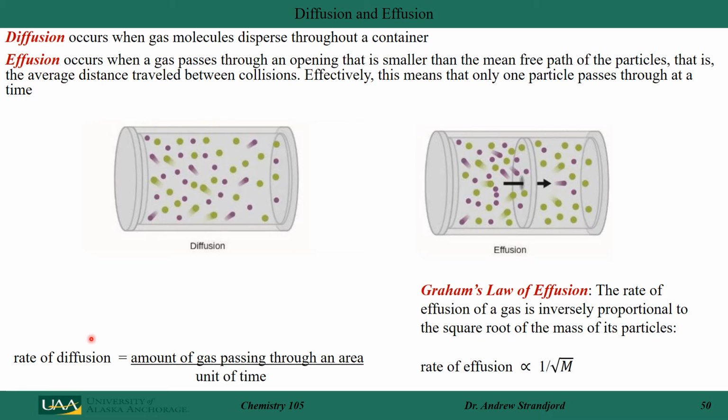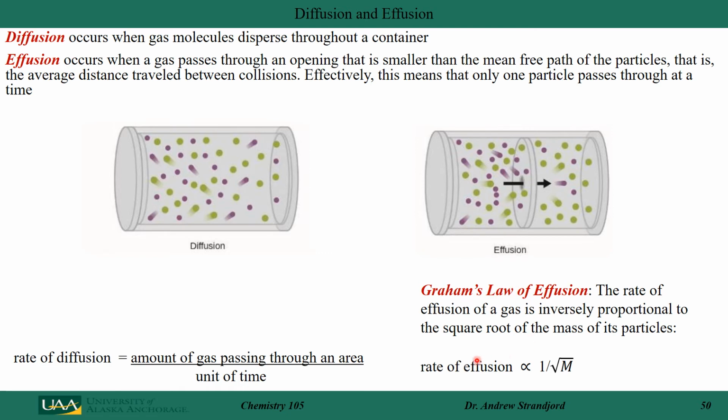So the rate of diffusion is equal to the amount of gas passing through an area per unit time. So how long does it take to get this blue molecule from the bottom up to the top? It's gas passing through that area in a unit of time.